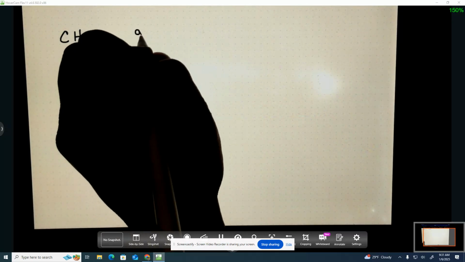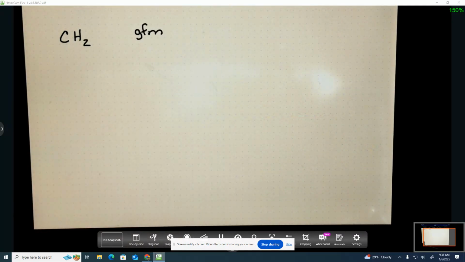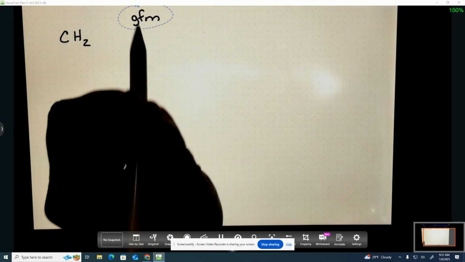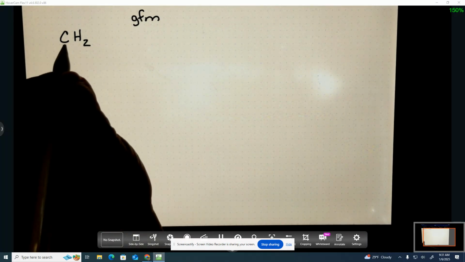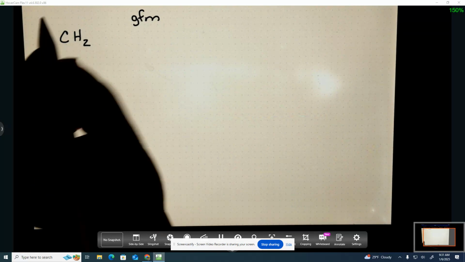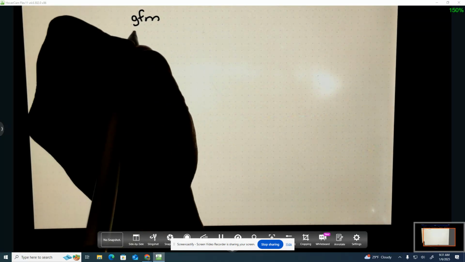What's its gram formula mass? 12 for the carbon. There's one of them. Plus 1 for each hydrogen. That's 2 more. 12 plus 2 is 14. So this is 14 grams per mole.